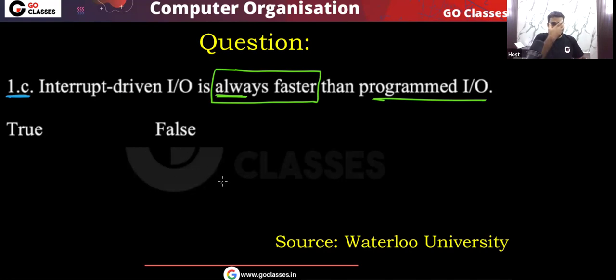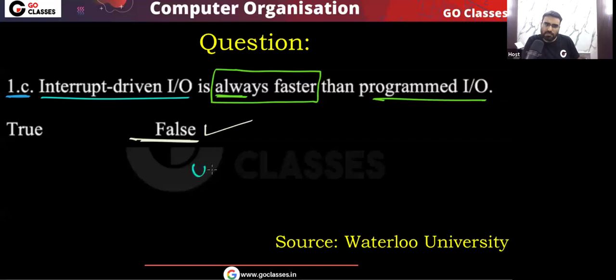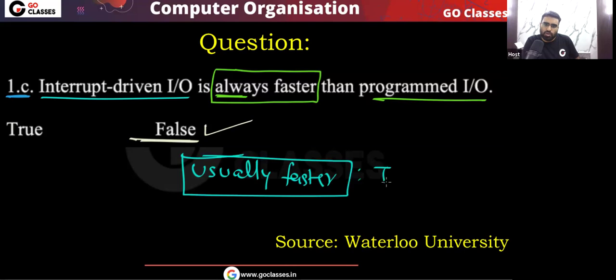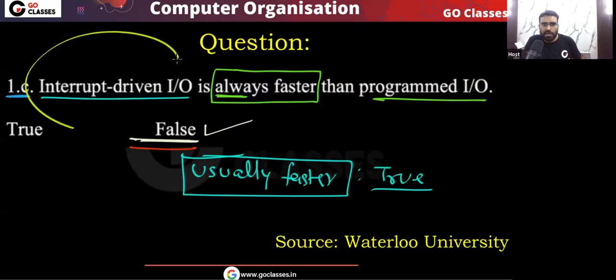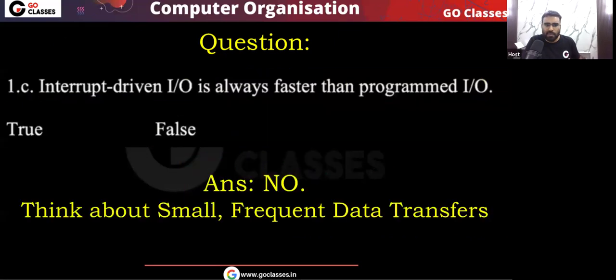Let me know. Interrupt driven IO is always faster than programmed IO. This statement is false because of the word always. Interrupt driven IO is usually faster, that is correct. If I say generally or usually faster, that is true. But this says always faster, so this statement is false. Can anyone give me one situation where programmed IO will be fast and interrupt driven IO will be slow?